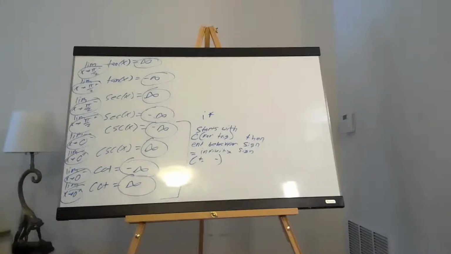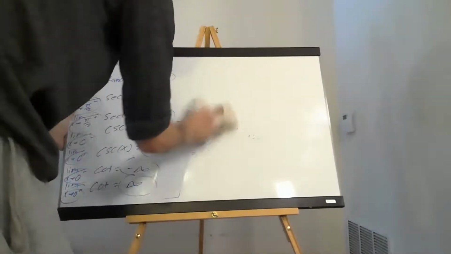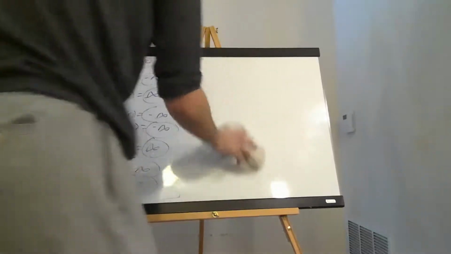So there's a little trick. If it starts with the C, the infinity behavior. Oh, here we go. If it starts with the C for trig, the infinity behavior is meant to be. Something like that. I don't know. I'm sure someone can think of a more clever rhyme than I can. But that's basically all of the trig infinity behaviors right here.